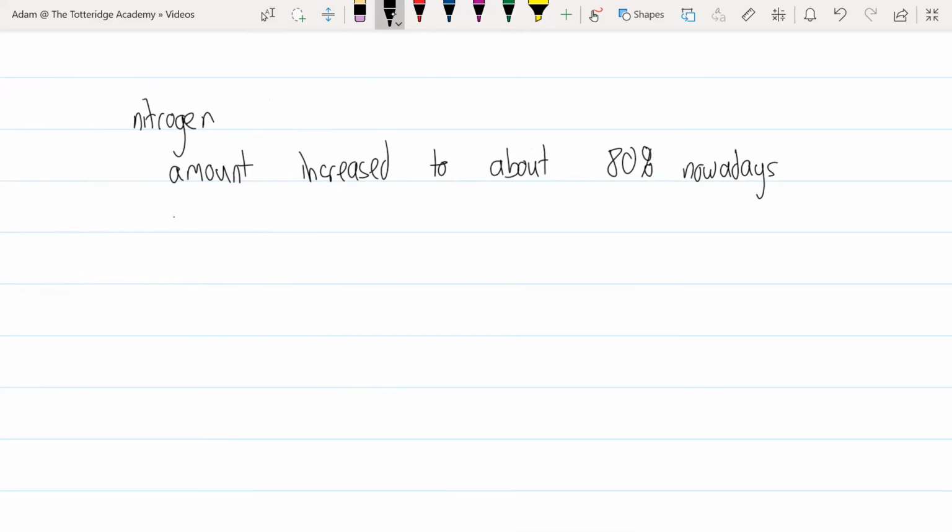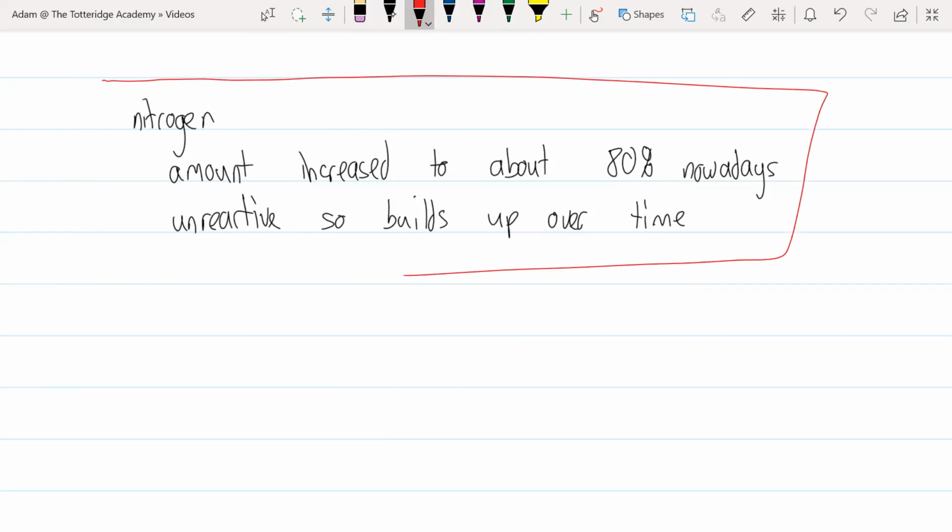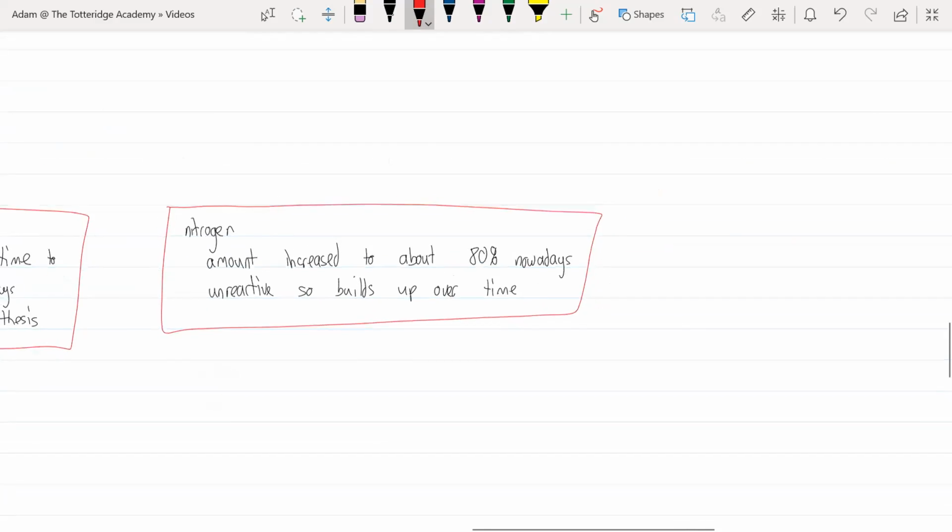And what we'll write, it's unreactive, so builds up over time. So any process that produces nitrogen, whether it's a volcano or a chemical reaction or whatever, that adds to the total amount of nitrogen, and it doesn't go anywhere because of how unreactive it is. So please write that down for me too now. Pause your screen, write that down. Okay, you should only now be listening to me if you have had a chance to write that down, and it's time to do some questions.